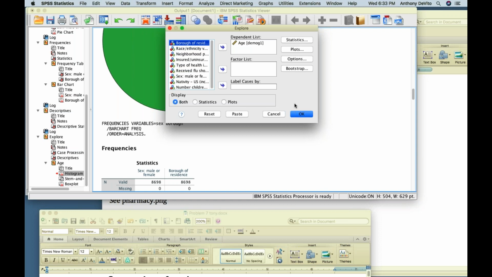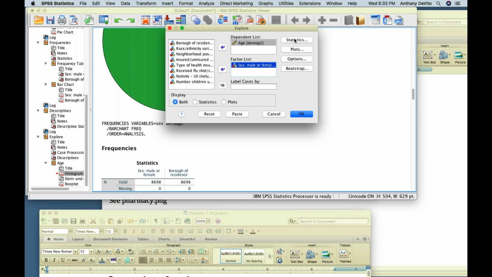In math, when we break things up, for instance, if I take the number 30 and break it up into 5 times 6, what am I doing? I'm factoring it, right? I'm factoring 30 into 5 times 6, the two numbers that multiply together. I can factor it again, 5 times 3 times 2, right? I'm breaking up that number, I'm factoring it into different groups. So the factor list is how you're going to break up the numerical variable age. So if I want to break up the numerical variable age into different groups according to sex, I would move sex or gender into the factor list.